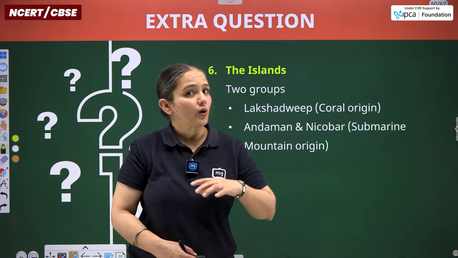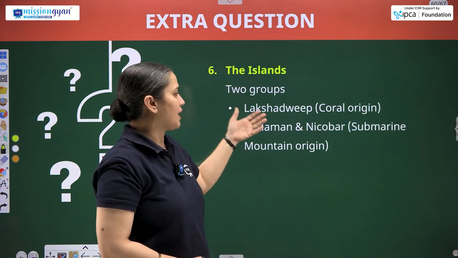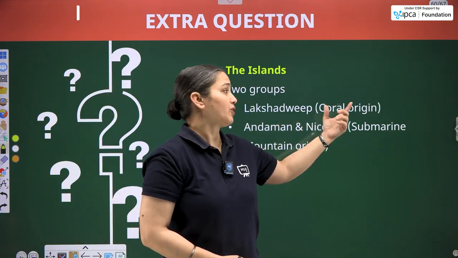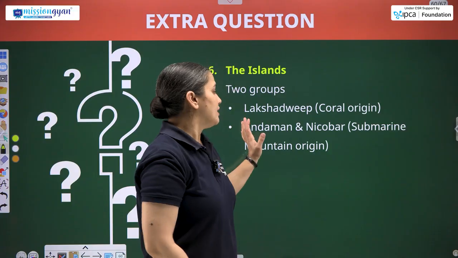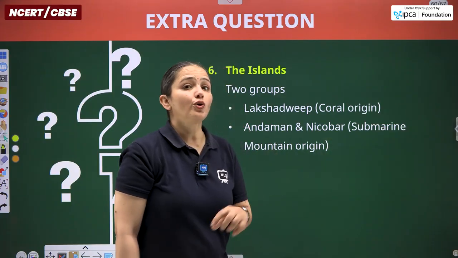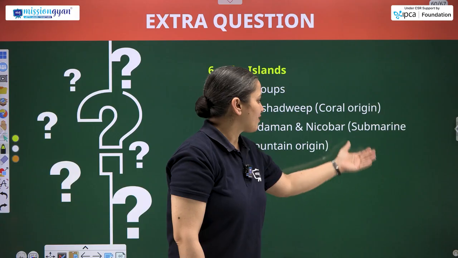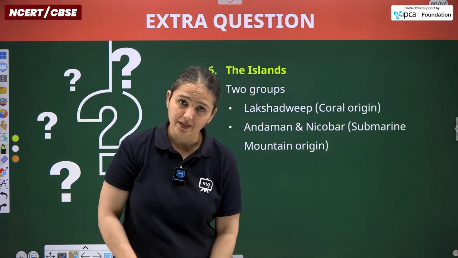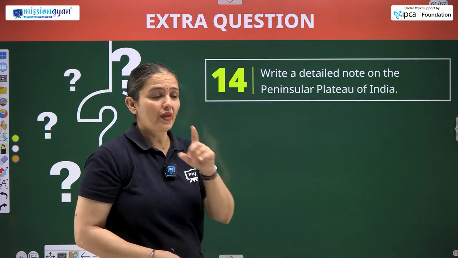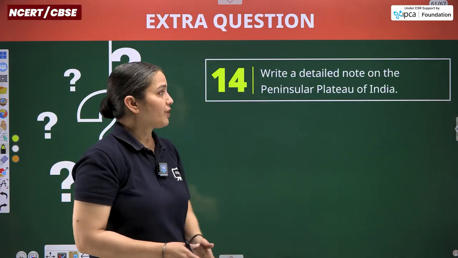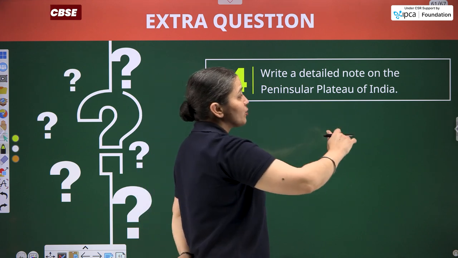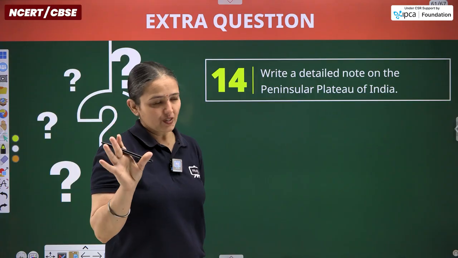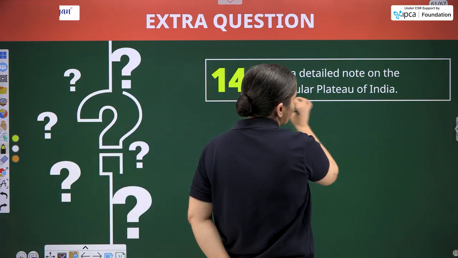Lastly, we have the islands. Again, we have to give both names: Lakshadweep Island and Andaman and Nicobar Island. Lakshadweep Island is also known as Coral Island because its origin is from coral itself. Talking about Andaman and Nicobar Island, geologists have proved that they are formed of submarine mountains. So their origin is from the submarine mountains itself. That was all about the answer to this question. Now we have the last question for the day. Write a detailed note. We have to write within the word limit, and according to the question's demand, 5 points are required. So write a detailed note on the peninsular plateau of India.